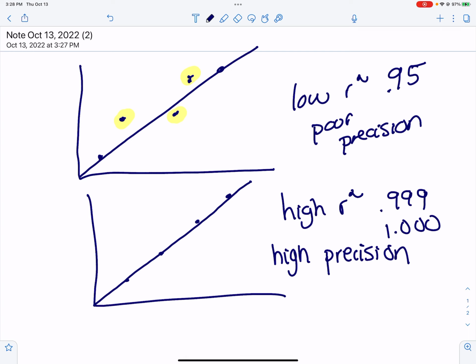So it's a way that we can quantify how precise our data is. And then accuracy, remember, is how close our data comes to the actual answer. That's what we use percent error to find.